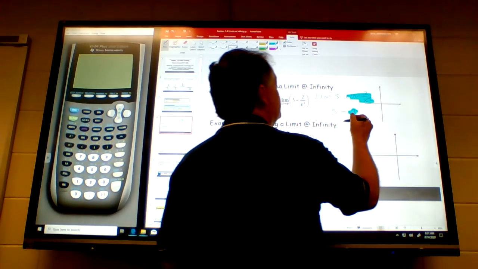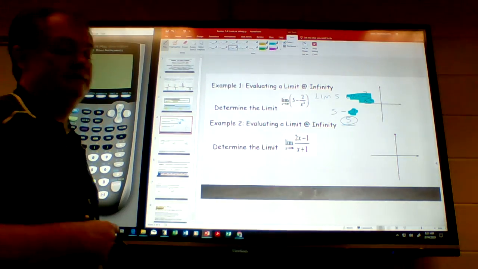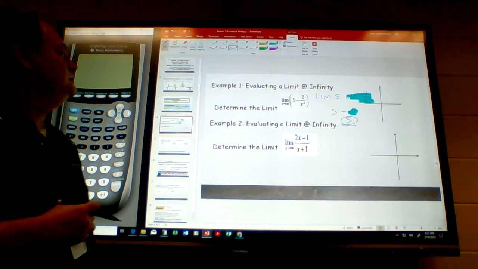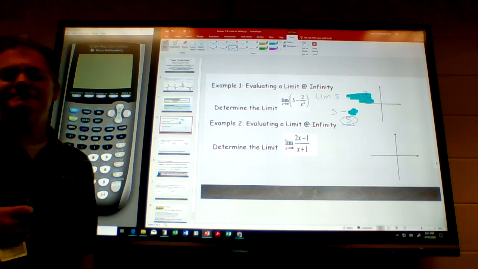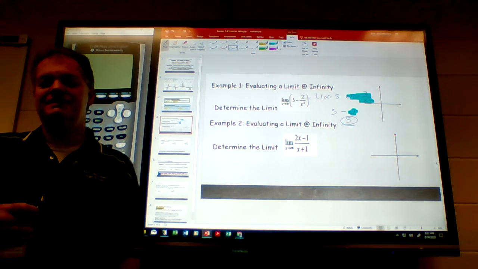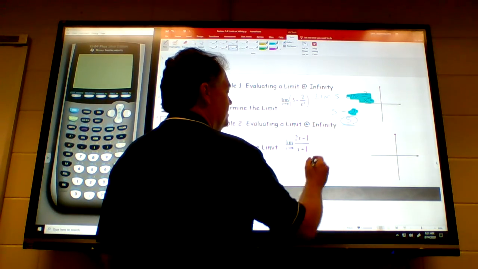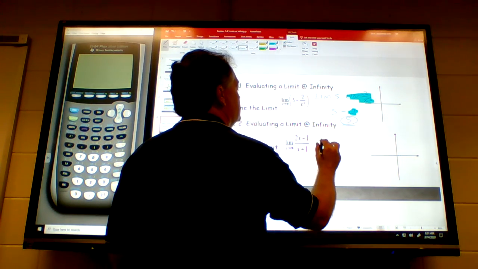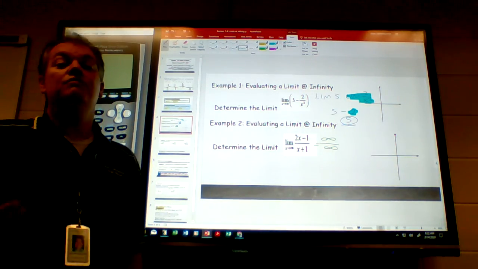And then, of course, 5 minus 0 is just simply 5. Okay, now, example number 2. This seems kind of tricky because what's going to happen is this. If I were to plug in infinity for both components, I'm going to simply get infinity over infinity. I don't want that.